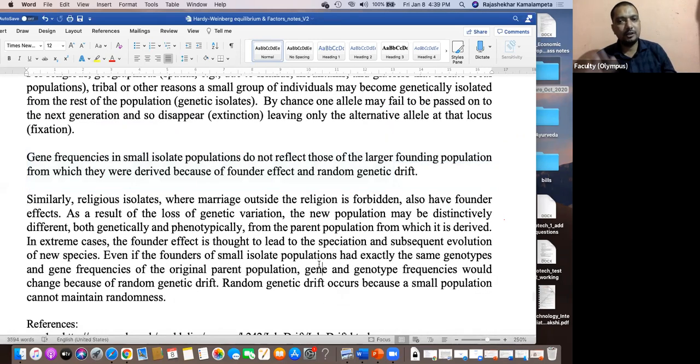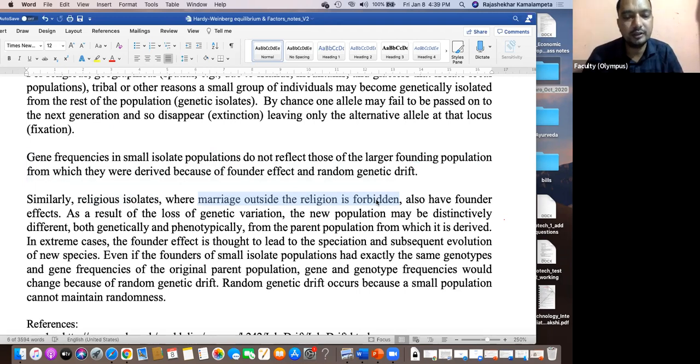This can happen within a population as well. We talked about it in speciation. Religious isolates are people who are religiously bound, where marriages outside the religion are forbidden. So what happens? They also show the founder effect. They don't have to be living separately, but these people isolate themselves within the same community by restricting marriage to others. So what happens?